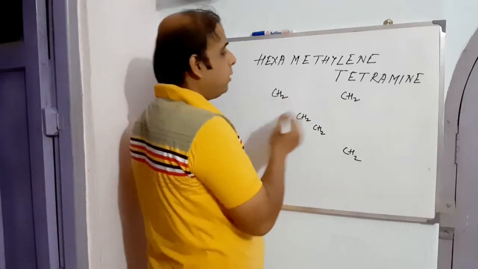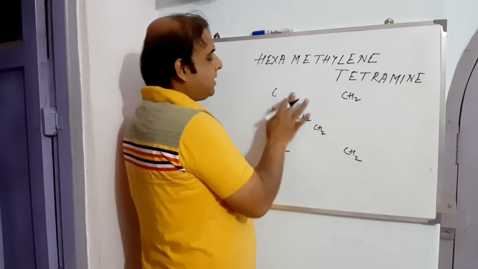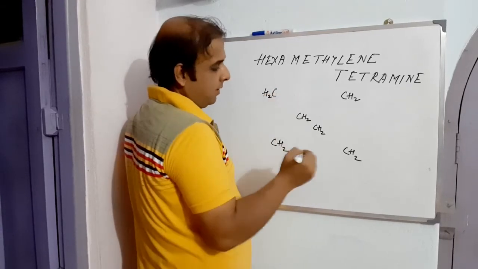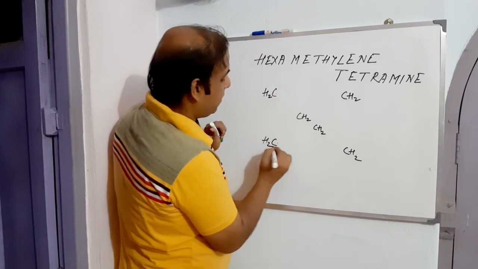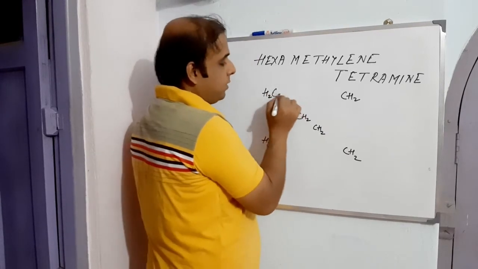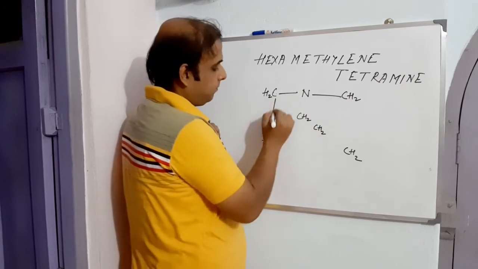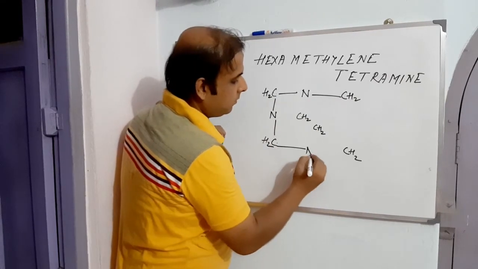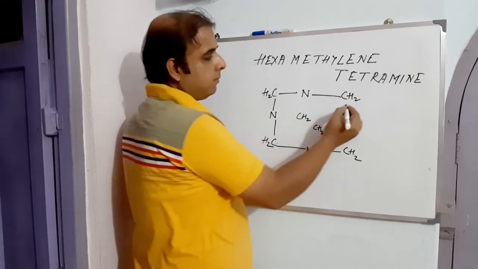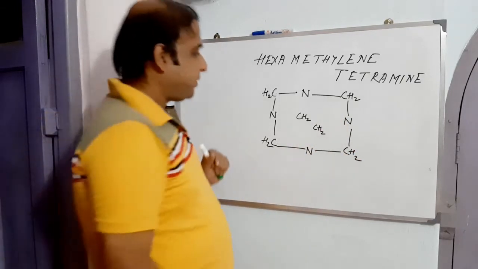Let's see how this happens. For our convenience, let me make it more chemically significant. One nitrogen, second nitrogen, third nitrogen, fourth nitrogen. So we are done.